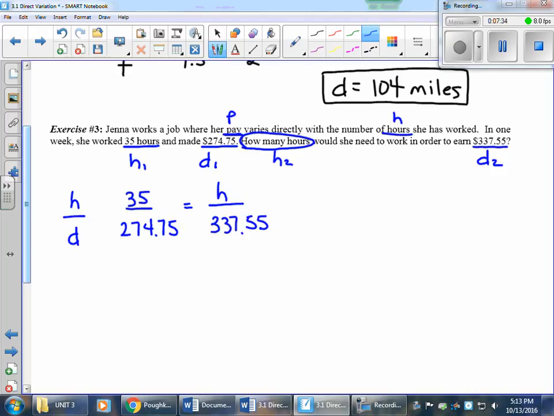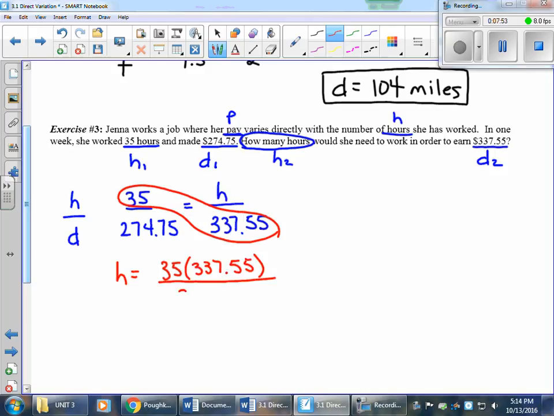So we cross multiply, and if you take a look at this, it would be basically taking a little bit of a shortcut. H would equal 35 times 337.55 divided by 274.75. And when you're all said and done, H turns out to be 43 hours.